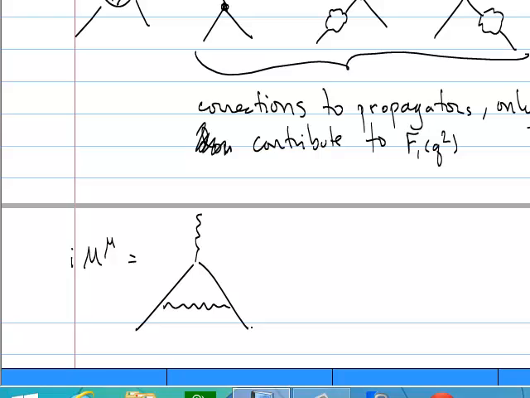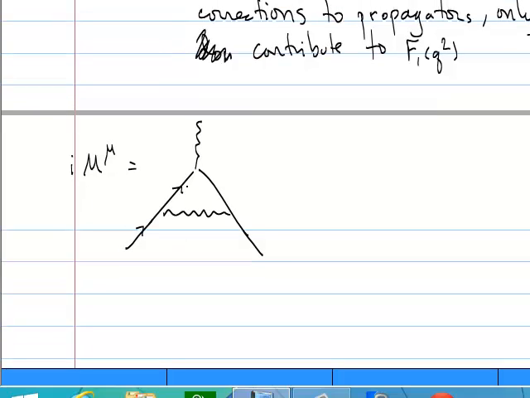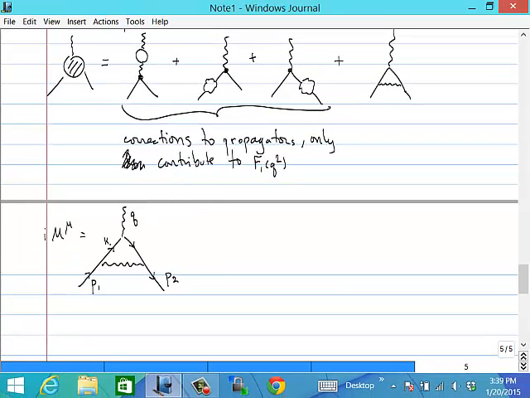So here, as before, I'll call the incoming and outgoing electrons momenta P and P prime. Actually, you know what? In my notes, I called them P1 and P2. So that's what I'll call them here. I'll call them P1 and P2. The external photon leg has momentum Q, which is P1 minus P2. And let's call this guy momentum K, so that then this has momentum K minus P1, and this guy has momentum Q plus K.